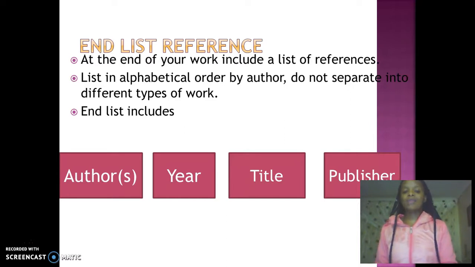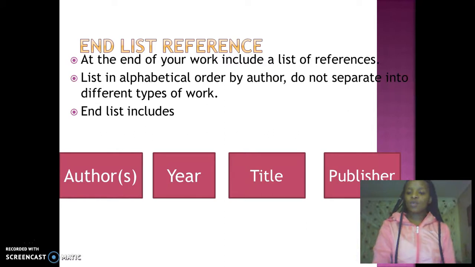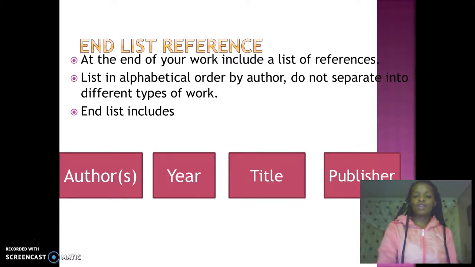If you notice, I keep saying repeating book. This is the sequence of referencing in terms of book. So the author, the year, the title, and the publisher. The title of the book and the publisher, the company which published that book, to be specific. So there are different ways to access information, and there are different references that we use.